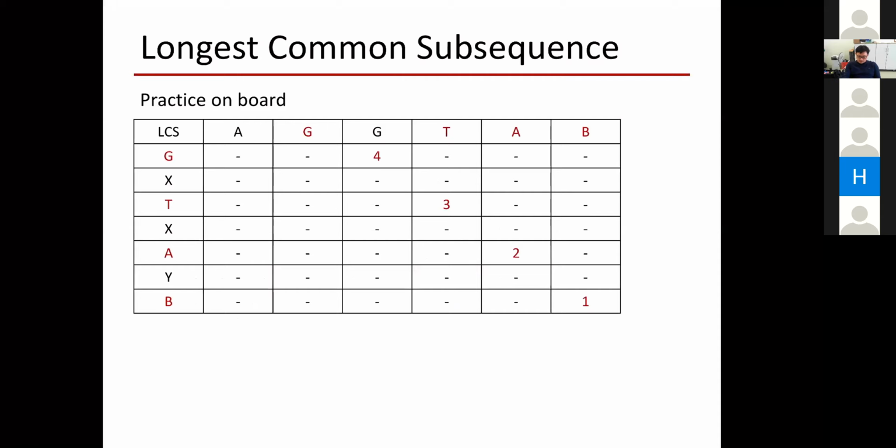So I have L1 and L2, string 1 and string 2. String 1 is AGGTAB. String 2 is GXTXAYB. What is the LCS of these two? How can I find it quickly or efficiently? My approach is from the back. If it is a match, okay, then I'm looking for the second match. Oh, A and A, second match. Then decrement it and keep looking in here.